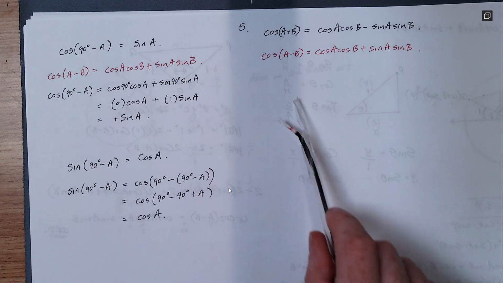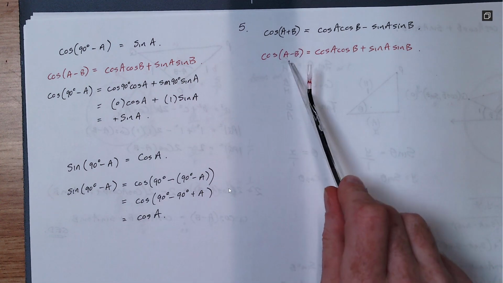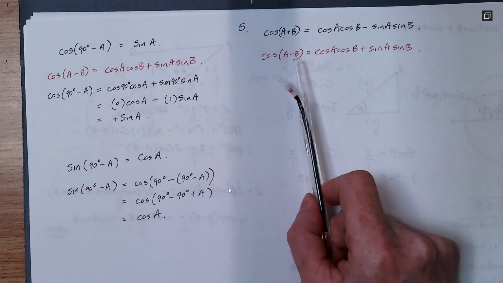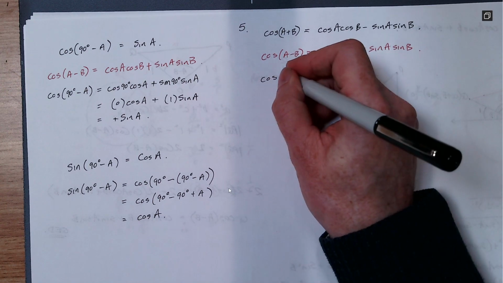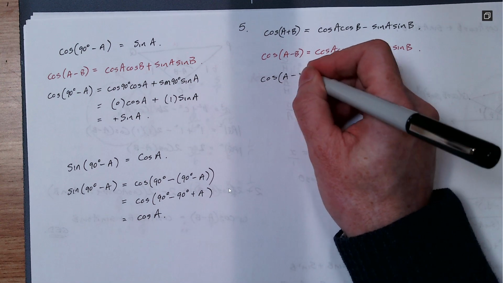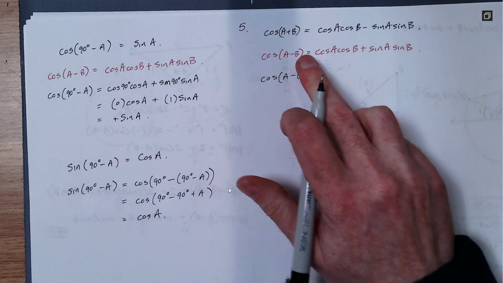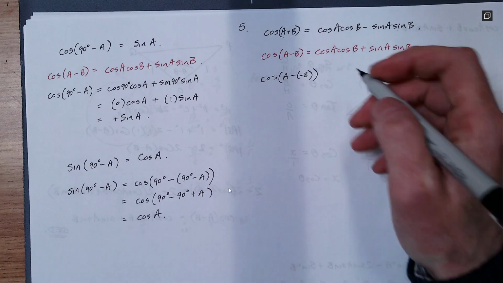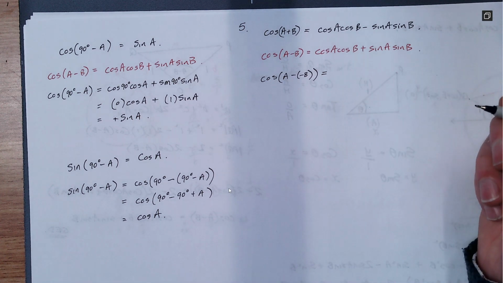Now, in the formula with A plus B, if we swap it to A minus B, we look at the formula but just call B as minus B. So cos of A minus B. We want to get cos of A plus B.